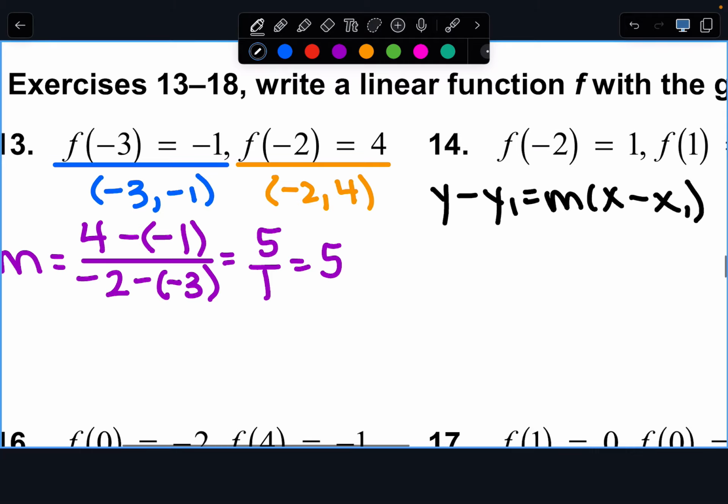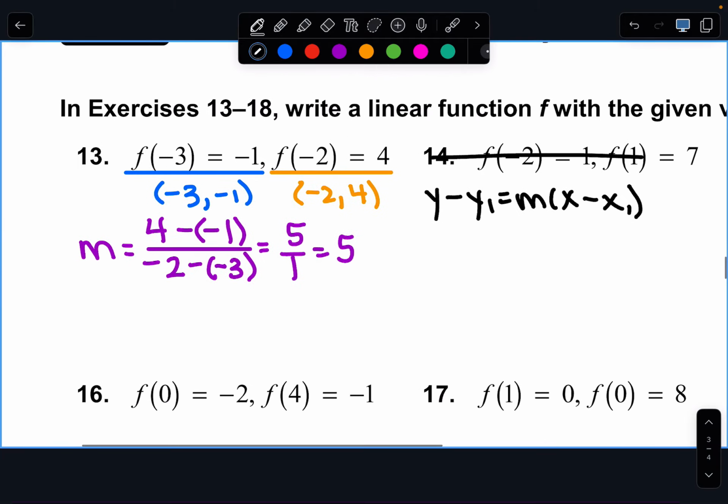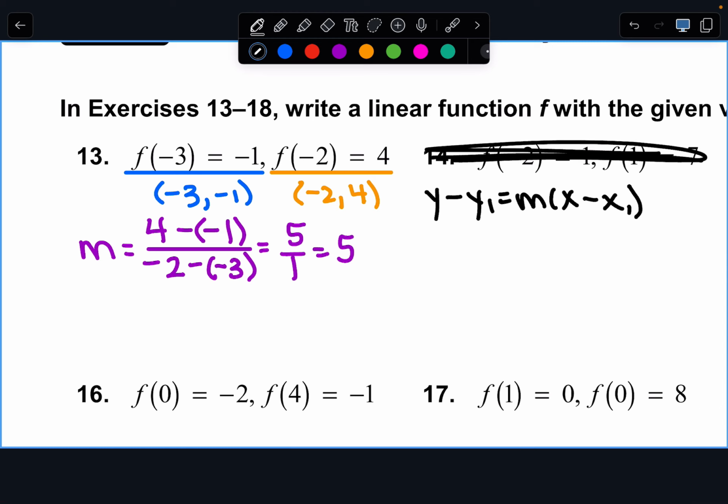I'm just gonna use, we're not gonna do 14. Are we gonna do 50? No. You understand eventually.